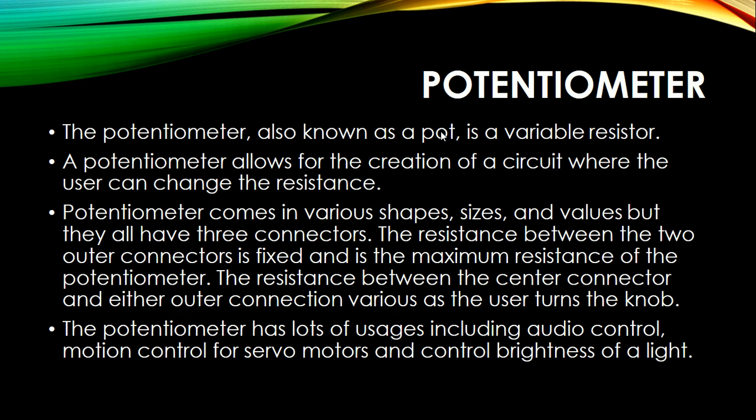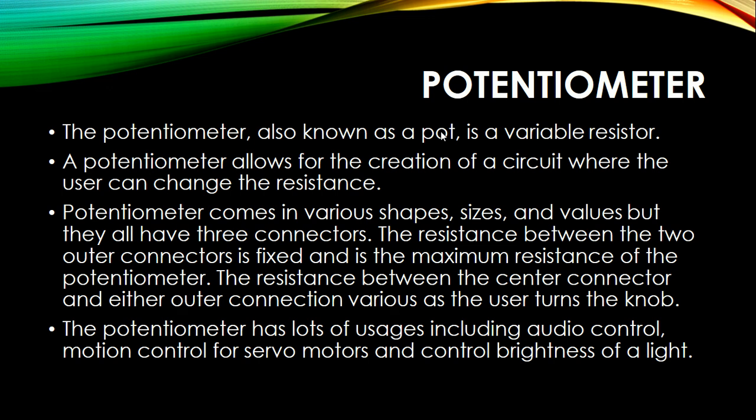Okay, next we have the potentiometer. The potentiometer, also known as a pot, is a variable resistor. The potentiometer allows for the creation of a circuit where the user can change the resistance. Potentiometers come in various shapes, sizes, and values, but they all have three connectors. The resistance between the two outer connectors is fixed and is the maximum resistance of the potentiometer. The resistance between the center connector and either outer connection varies as the user turns the knob.